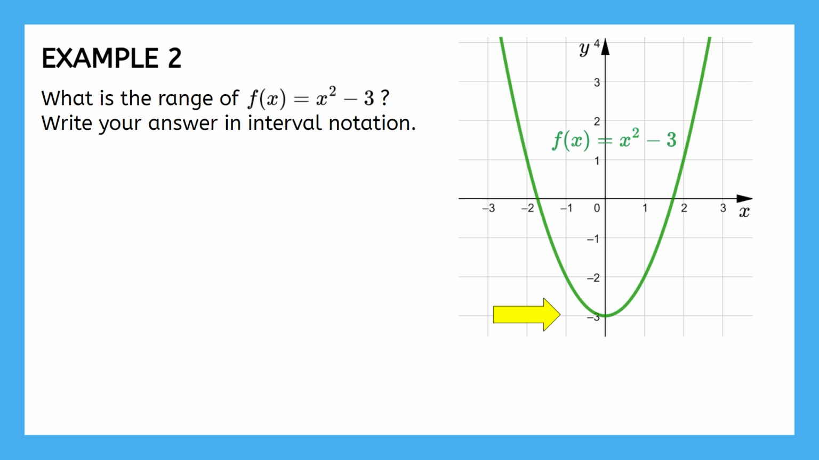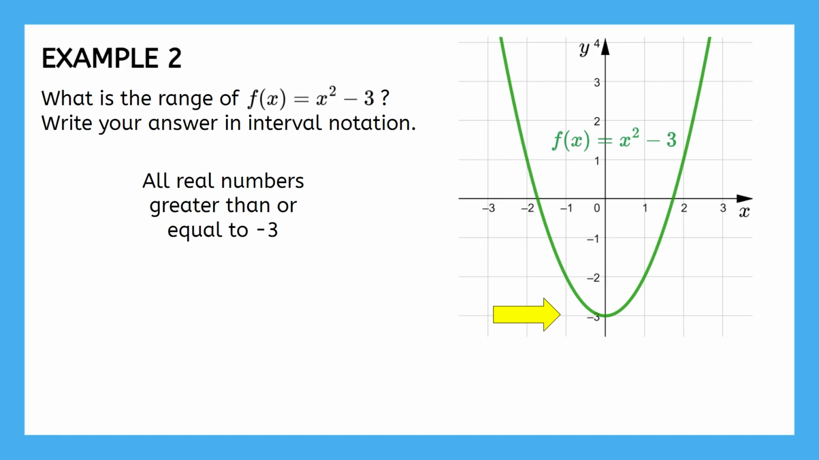Think about the equation too. X squared can never be negative, so the lowest x squared could get is 0. If we then subtract 3, the lowest it could get is 0 minus 3, or negative 3. So, then the range would be all real numbers greater than or equal to negative 3. How would we write that in interval notation?